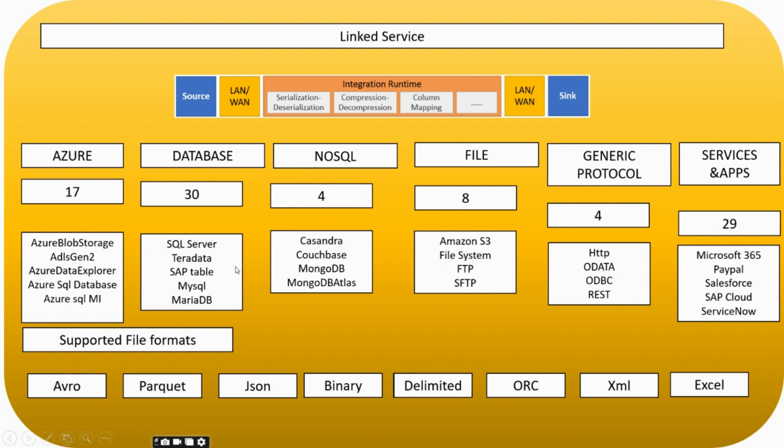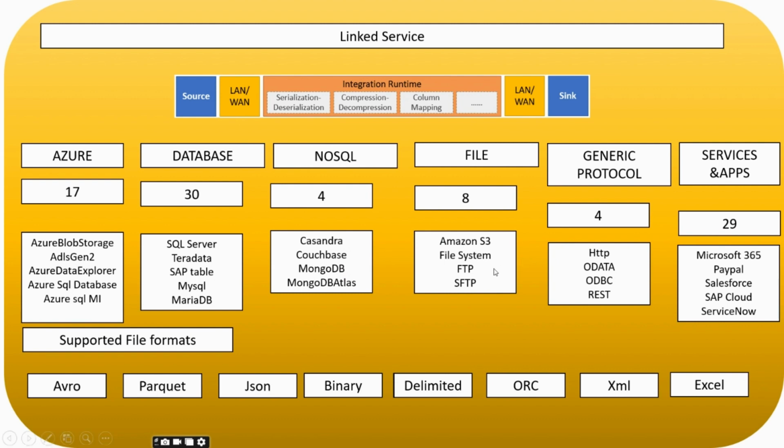So if you take a database, of course, we can connect to SQL Server. We can connect to Teradata. We can connect to SAP Table, MySQL, MariaDB, different kinds of backend servers. If you take NoSQL, of course, like Cassandra, MongoDB Atlas, and Couchbase. So these are all the NoSQL database connection sources already available in ADF. So if you want to pull data from any kind of server, you can do that. There are certain restrictions available, I'll be telling in a few minutes.